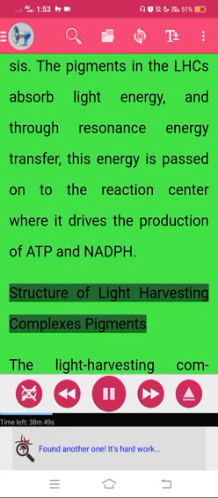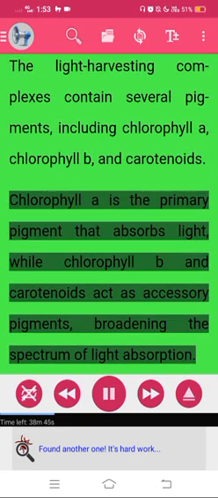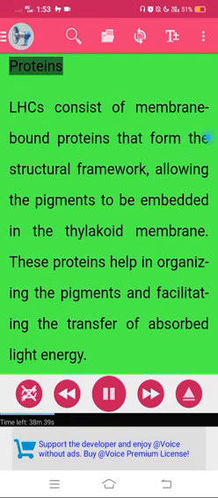Structure of light harvesting complexes. Pigments. The light harvesting complexes contain several pigments, including chlorophyll a, chlorophyll b, and carotenoids. Chlorophyll a is the primary pigment that absorbs light, while chlorophyll b and carotenoids act as accessory pigments, broadening the spectrum of light absorption. Proteins.